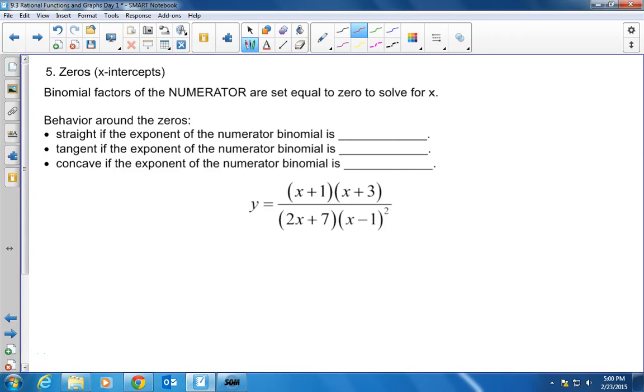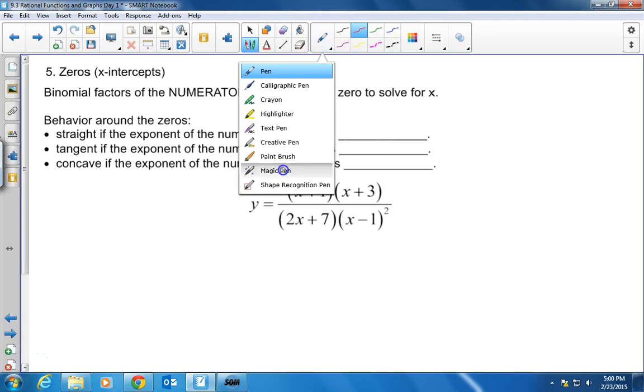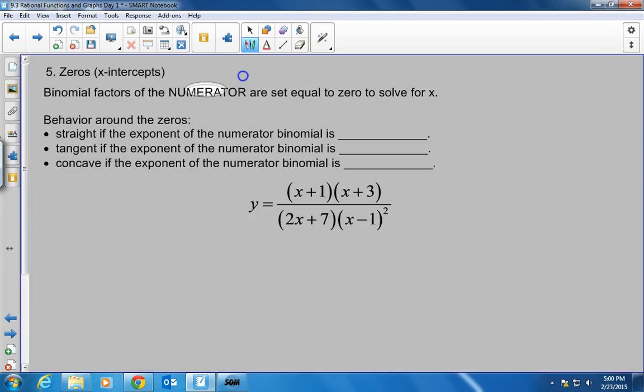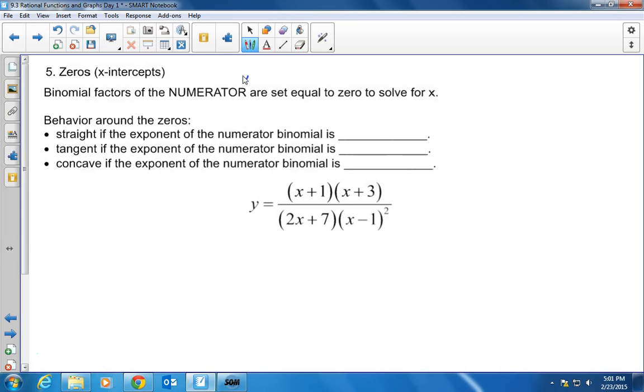Okay, next step are zeros, which are going to be your x-intercepts. This is where you focus solely on the numerator. So whenever you're going to look for the x-intercepts, we're just going to focus on the top of the equation.